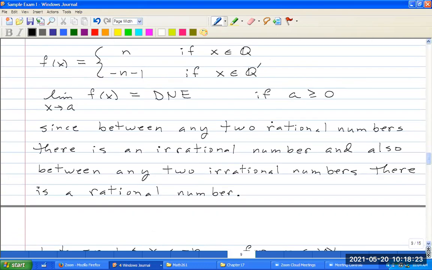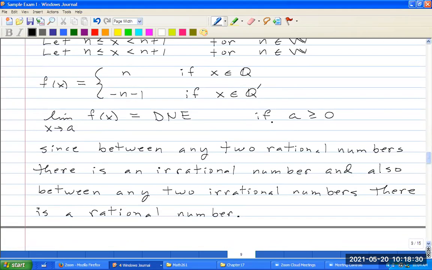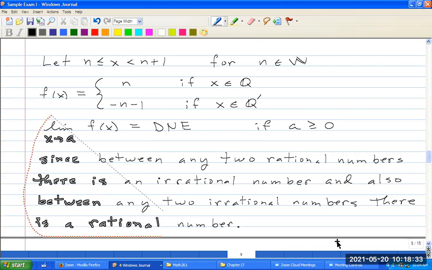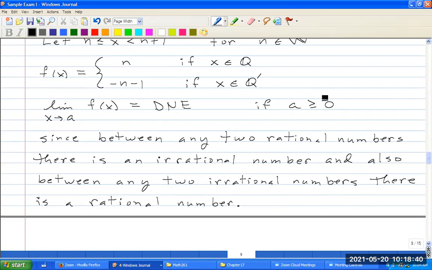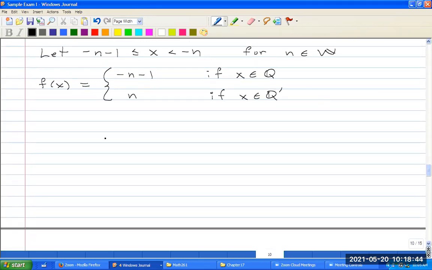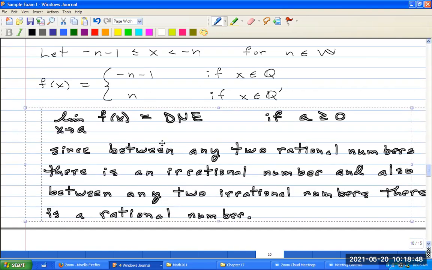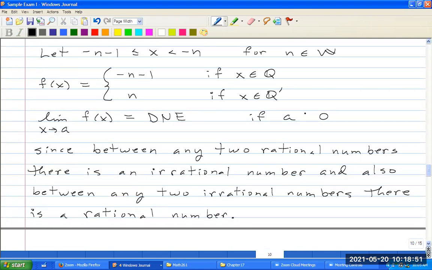Okay, so again, this limit doesn't exist, with the same reasoning as above. I'm just going to copy it. It's the exact same reason. So this limit doesn't exist if a is less than 0. Since between any two rational numbers there are irrational numbers, and also between any two irrational numbers there's a rational number, therefore the limit as x approaches a of f of x does not exist.